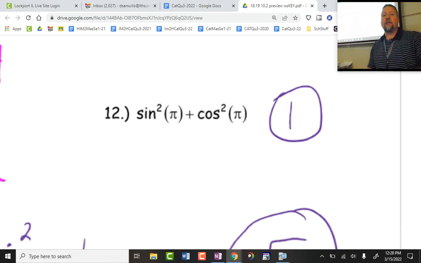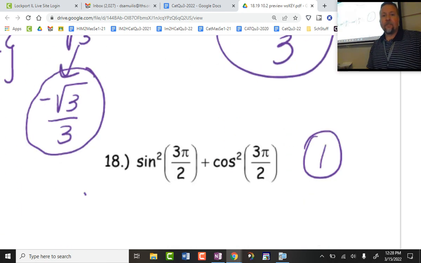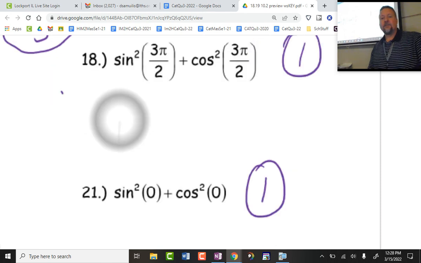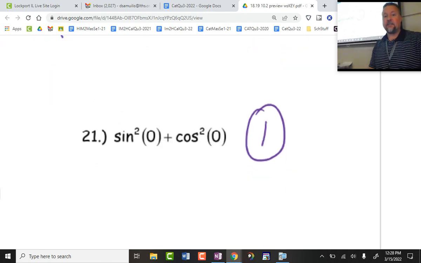This is 1 squared plus 0 squared. 1. This is negative 1 squared, which is 1, plus 0 squared. 1. Is there any others? Boom. This is 0 squared plus 1 squared. That's what you should have had as work for those.